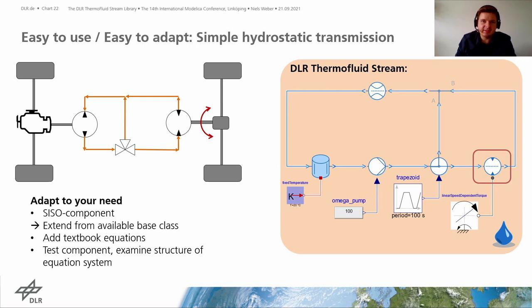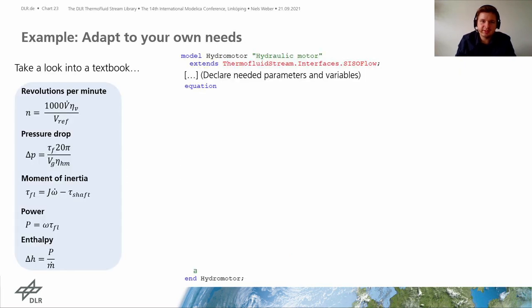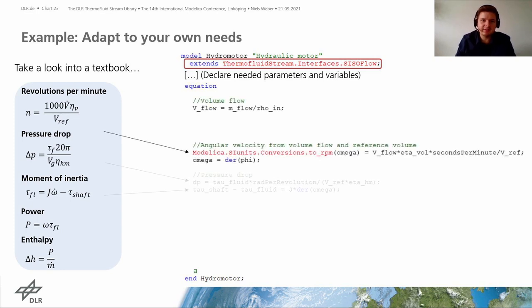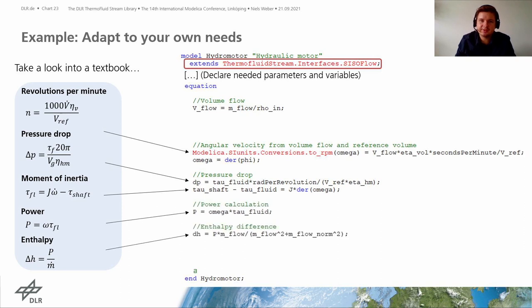As it is a single input, single output component, we can inherit from the available base class and add some textbook equations and test the component to see if it works properly. So let's go through it step by step. As mentioned before, we can extend from the base class CISOFLOW that includes all the equations that are required to fulfill our modeling approach. After that, we can add the textbook equations to the equation section of our component.